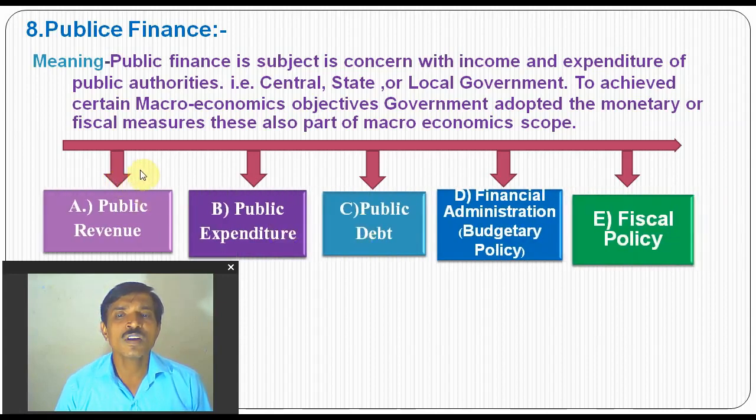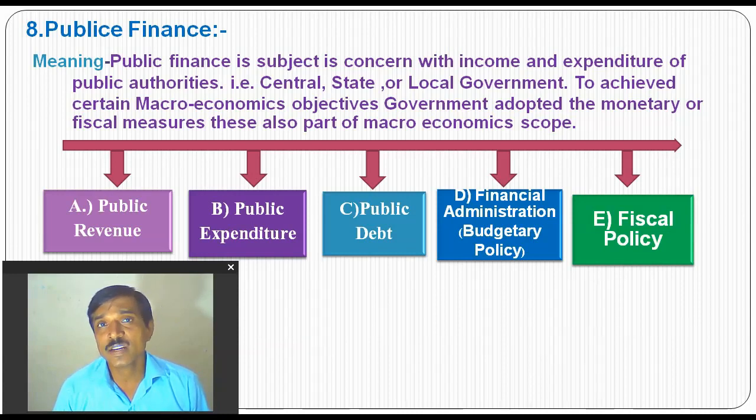So these five are included in public finance. Public revenue means how the government collects revenue, the sources of government revenue: non-tax revenue or tax revenue. Non-tax revenue means the government receives income from licenses, fees and penalties, and tax revenue means direct tax and indirect tax, like income tax as a direct tax and GST as an indirect tax.